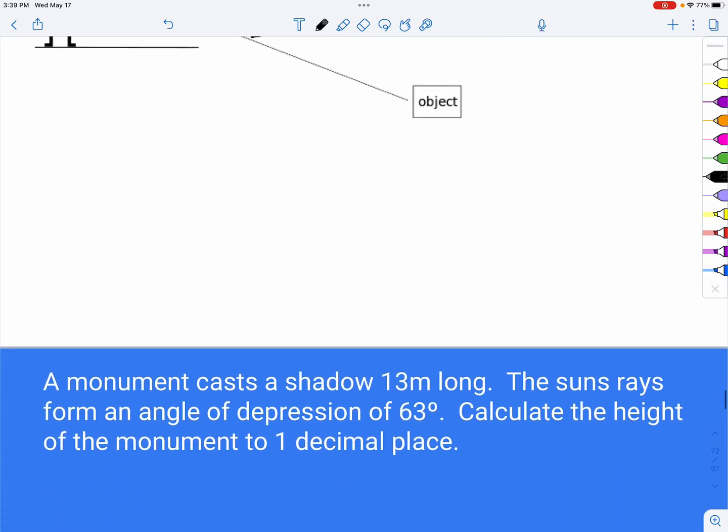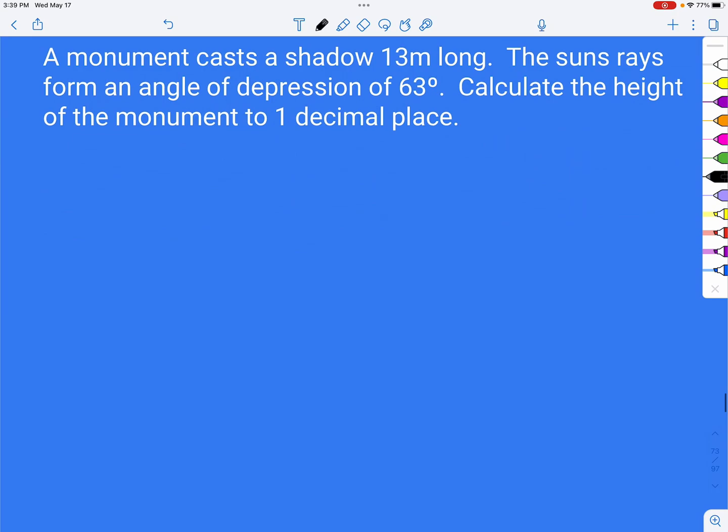So, first problem. A monument casts a shadow 13 meters long. The sun's rays form an angle of depression of 63 degrees. Calculate the height of the monument to 1 decimal place. I would pause the video here, and can you draw the diagram? Once you have the diagram, it's the same math as before. So take a minute, pause the video, draw the diagram.